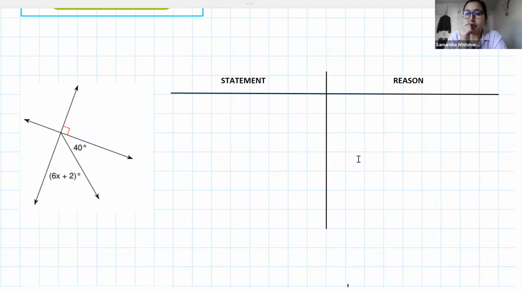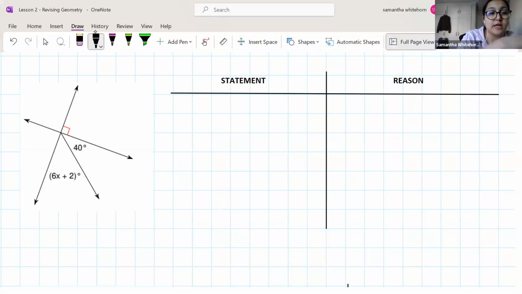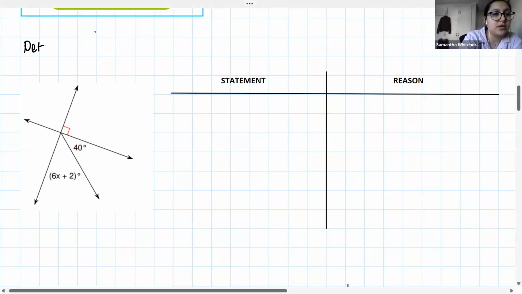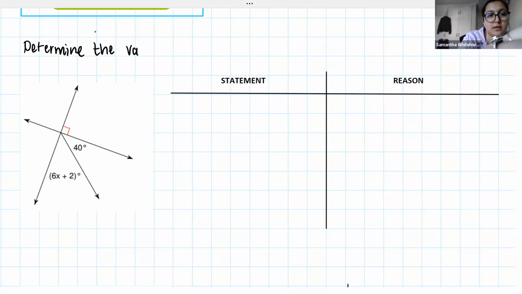Alrighty, so remember guys, in geometry, whenever we are trying to find a missing angle, what we want to do is make a geometric statement that allows me to solve for whatever it is we're trying to solve for. But the second I make a statement, I have to give a reason for that statement. Your question would be something along the lines of determine the value of x, or the missing angles. And that's exactly what we want to do.